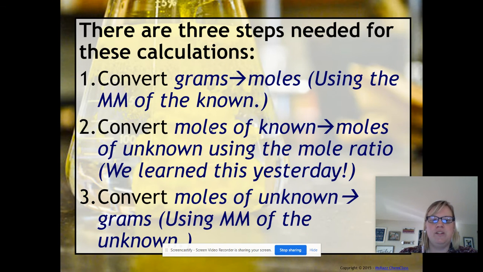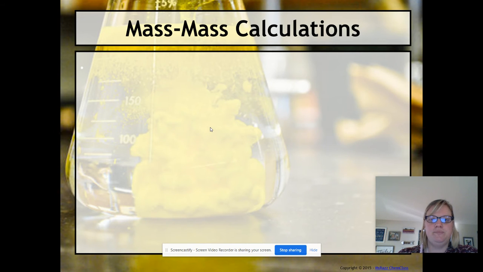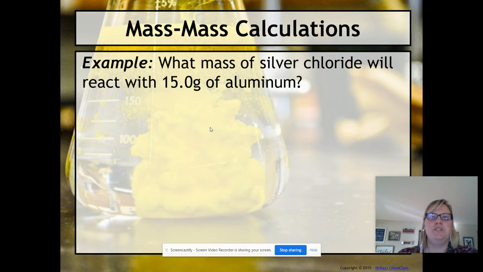Okay. So step 1, grams to moles of our known. Step 2, moles to moles from our known to our unknown. And then step 3, moles of our unknown to grams of our unknown. Okay? All right, so let's do some examples. I think the easiest thing is to do some examples.